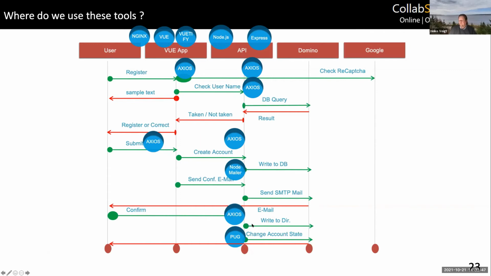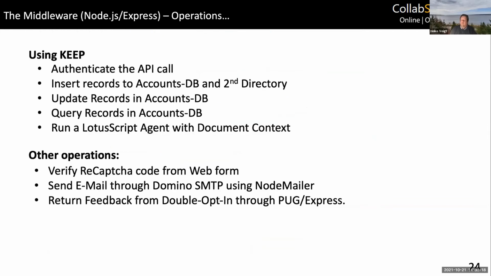We use Axios to call an agent that, first of all, writes the document into the second directory, and then we call an agent, also through Axios, to change the password to a salted password, the little script agent. And then we use Pug, when we're done with that, to return an HTML readable return to the user. So that's where we use these tools and libraries in the whole thing.